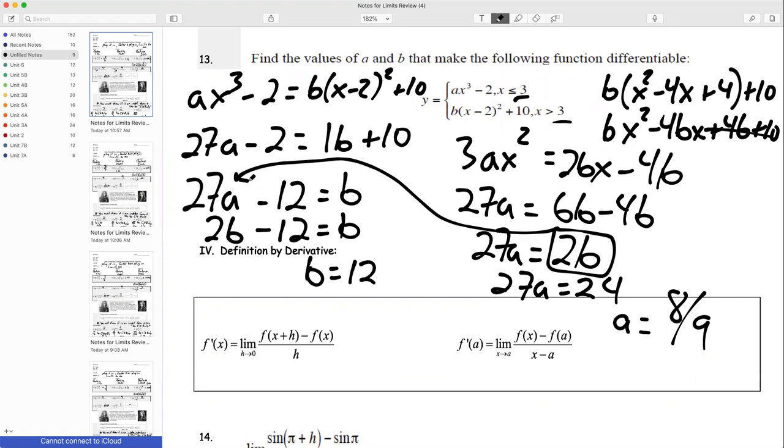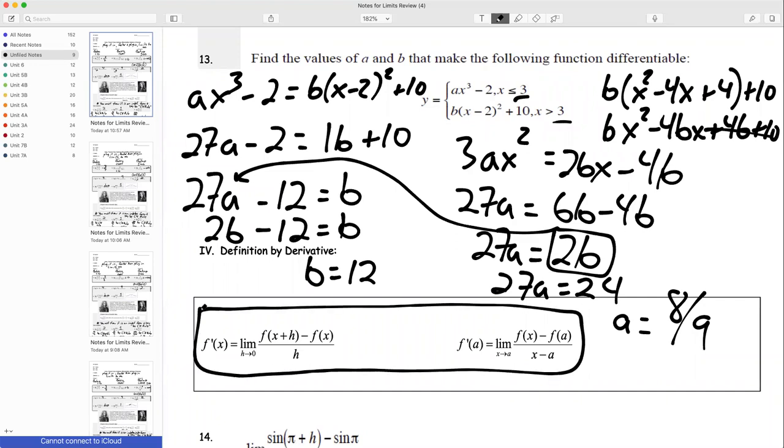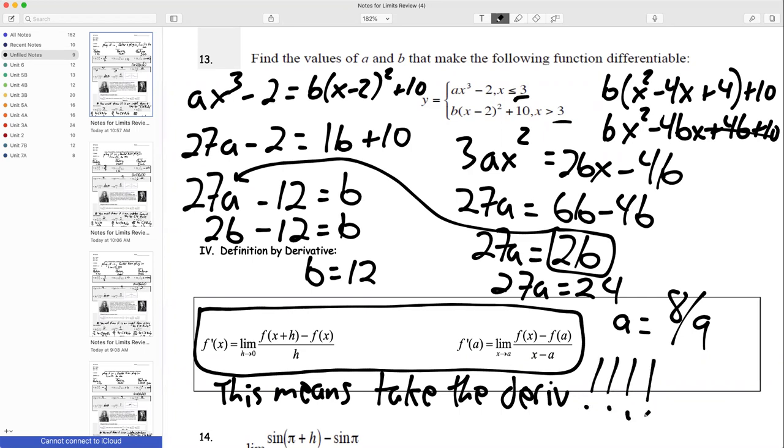All right, so pay attention, please, to the next one, because I see this a lot in the multiple choice, and a lot of people miss it, and they really shouldn't. Once you realize what they are asking, they are easy. This means take the derivative. Take the derivative of the function.